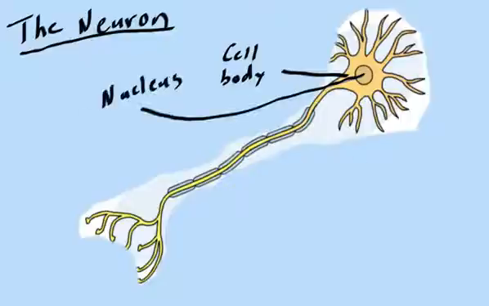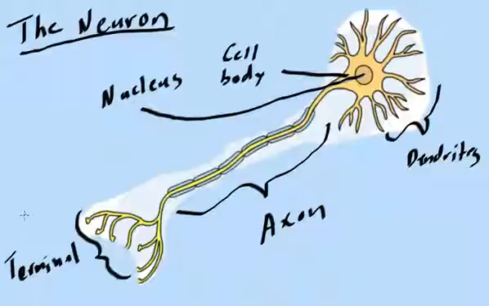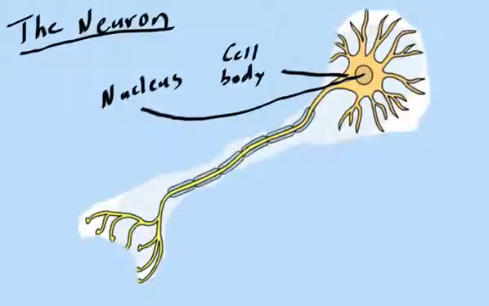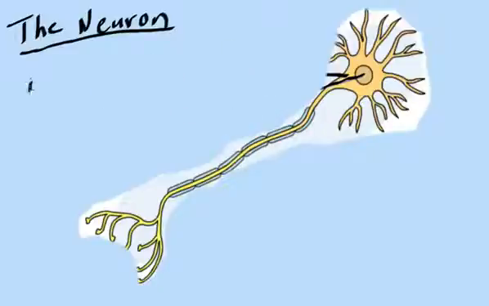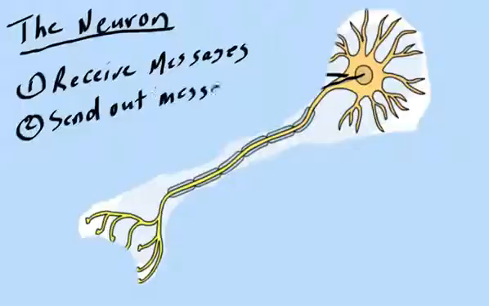The basic biological unit of the nervous system is the neuron. The neuron is the functional cell of the nervous system. The neuron is made up of the cell body, which contains a nucleus, dendrites, axon, and the axon terminal. The dendrites receive messages from the other cells, and the long axons send out messages to other cells. So the two major functions of the neuron are to receive messages and send out messages.